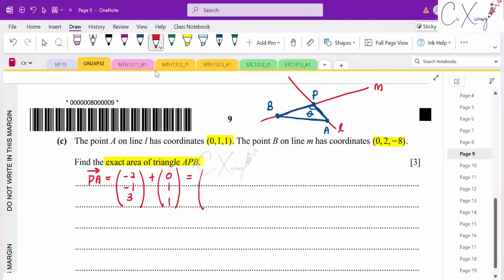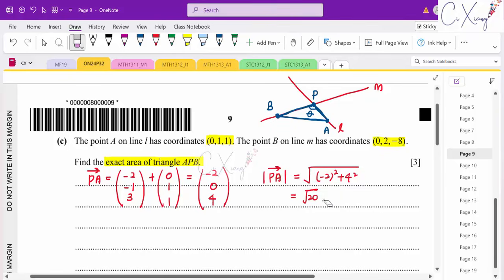And I get this vector, (-2, 0, 4). And since I need the length of it, I find the modulus of it. So the modulus of PA is equal to the square root of (-2) squared plus 0 squared plus 4 squared. So the answer is square root 20. I just keep it in the exact form, right? I keep it in the exact form so that later when I want to do the calculation for area, the final answer will be more accurate.